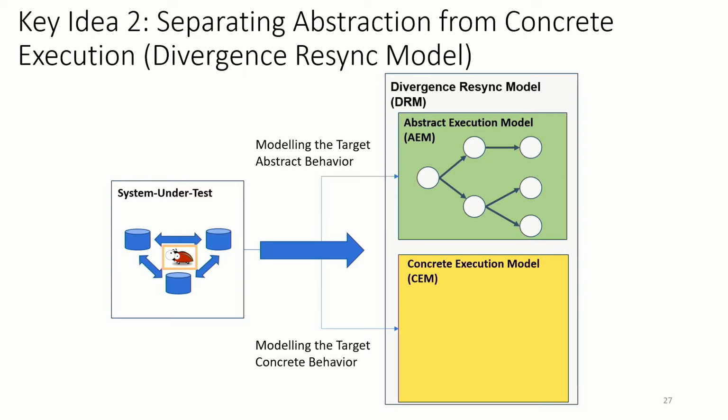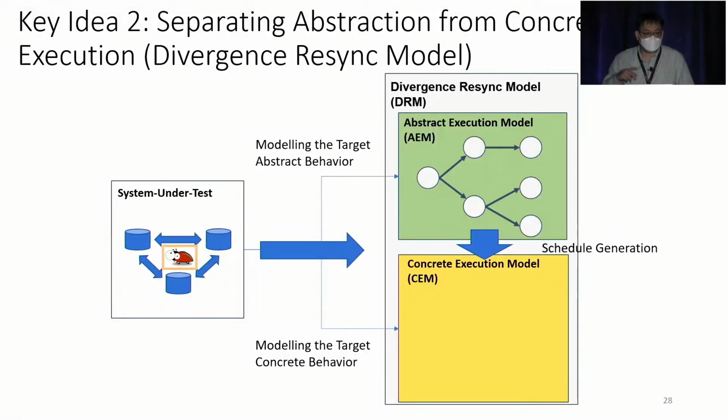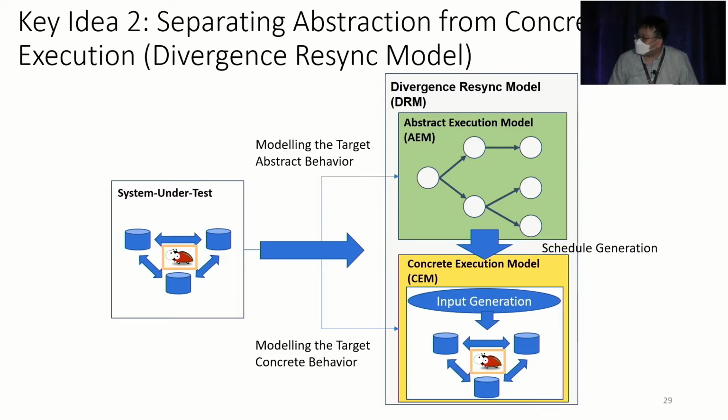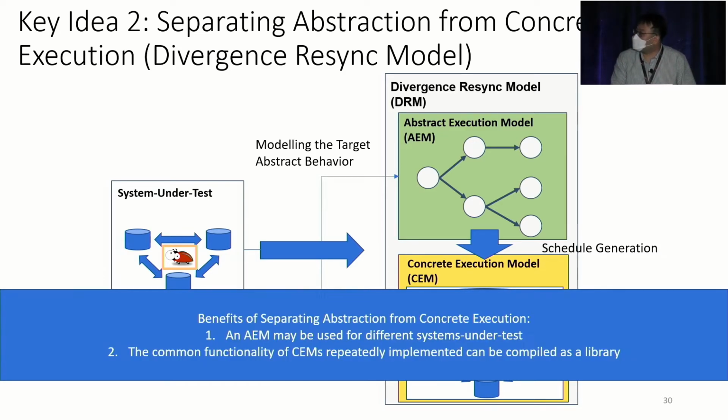So we exhaustively and systematically explore the state space of AEM, then produce schedules. Each schedule is basically a path we just explored, so it's a sequence of divergence and convergence. With this, Modulo generates the inputs and injects them into the system under test to find the bugs in the real distributed systems.